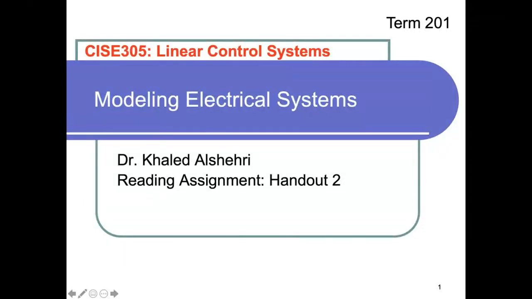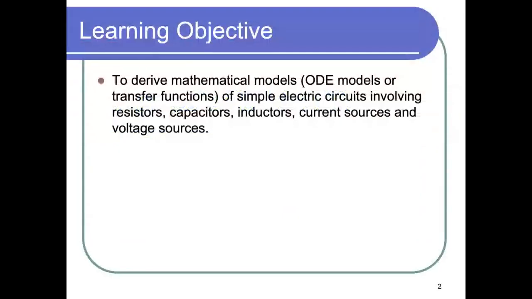All right, if there are no questions, we will proceed with the material. So there is another handout, handout 2, on modeling electrical systems, which is posted to the Blackboard. The learning objective here is really something similar to what we did for mechanical systems. So it's to derive mathematical models, ODE models, or transfer functions. We'll talk about that later, of simple electric circuits involving resistors, capacitors, inductors, current sources, and voltage sources.